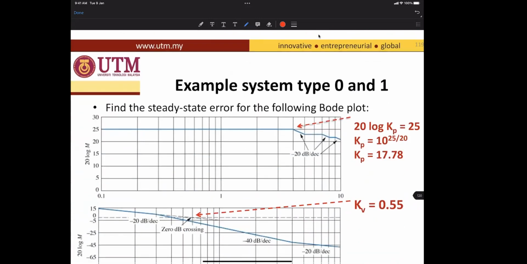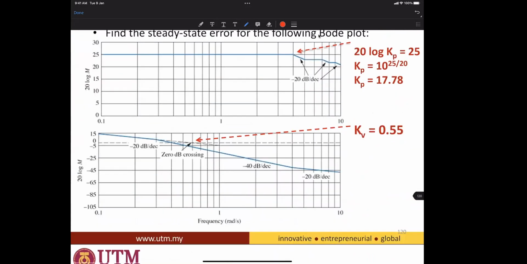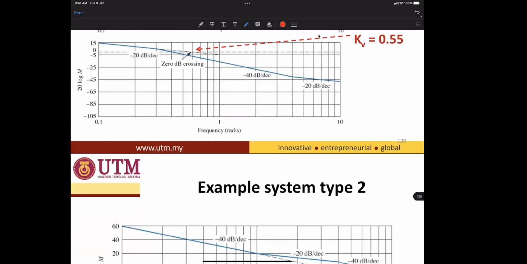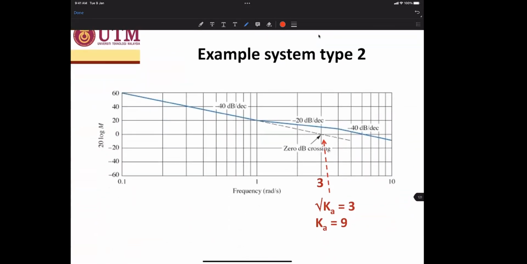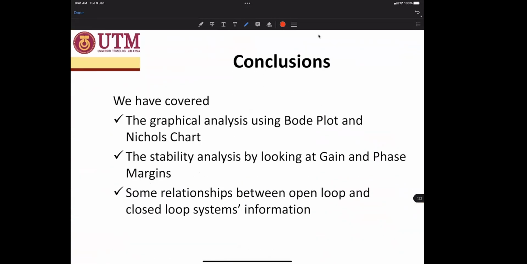So this is a sample of type 0 and type 1, then type 2 and type 3.